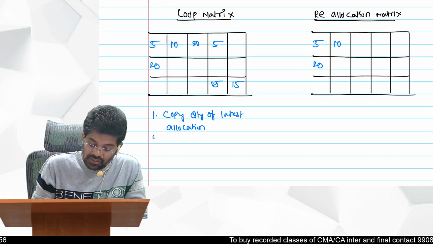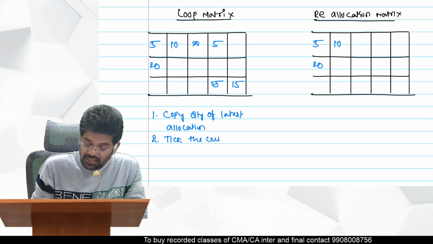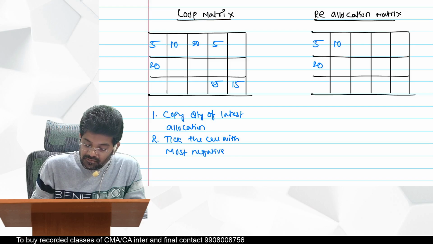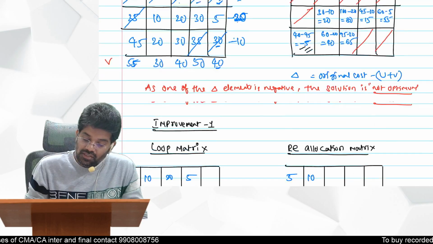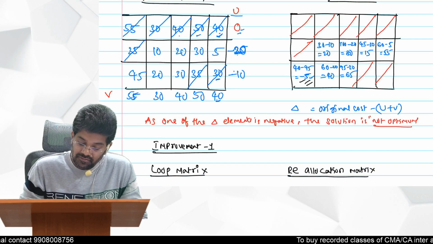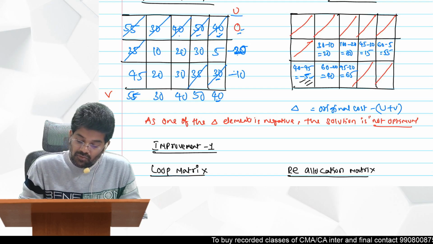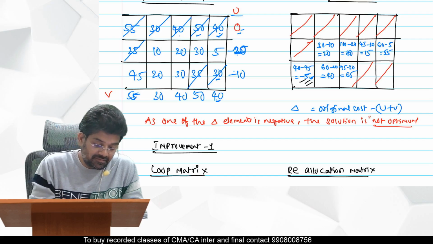Then step number 2 is tick the cell with most negative value of change. So what is the most negative value here? Here we got most negative value. Where we got most negative value here? Here only we got most negative value.